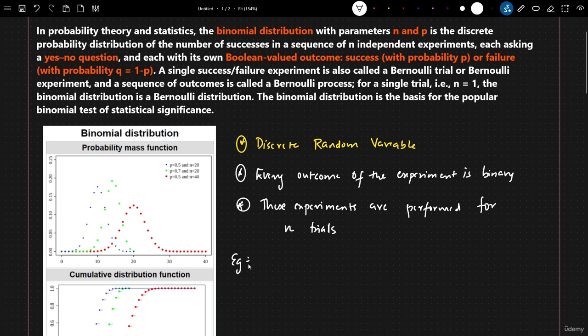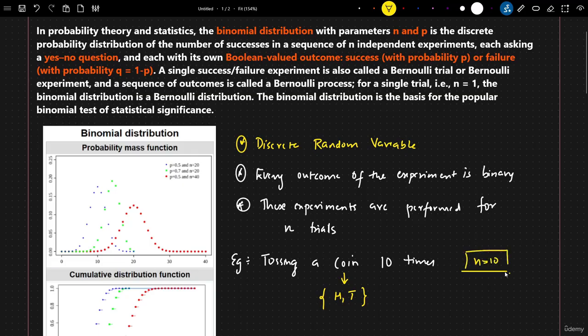One of the examples can be tossing a coin for 10 times. Now, if I consider tossing a coin as a single experiment or single trial, my output is heads or tails, right? So the outcome is binary. But when I am tossing it 10 times, my n becomes equal to 10. That basically means I'm working with n trials.